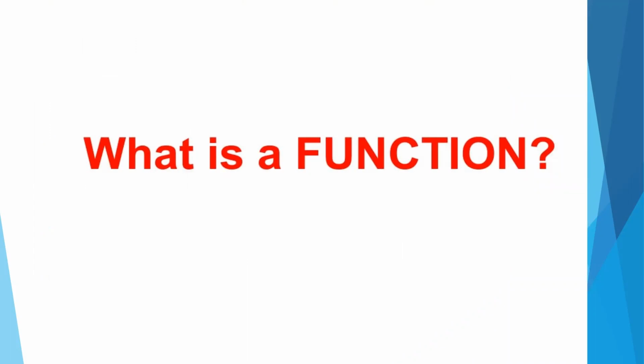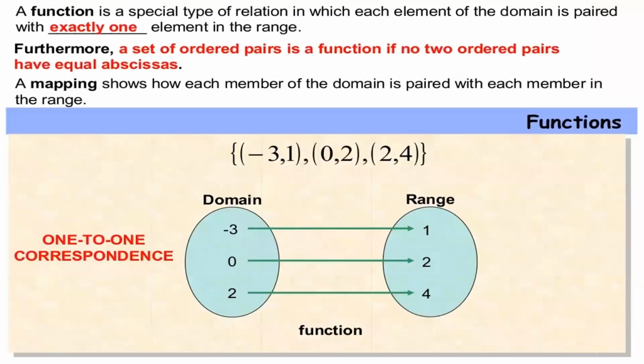First, we have what is a function. Let's define first what is a function. A function is a special type of relation in which each element of the domain is paired with exactly one element in the range. So it is a type of relation, therefore a function is a relation. The key point here is each element of the domain is paired with exactly one element in the range.